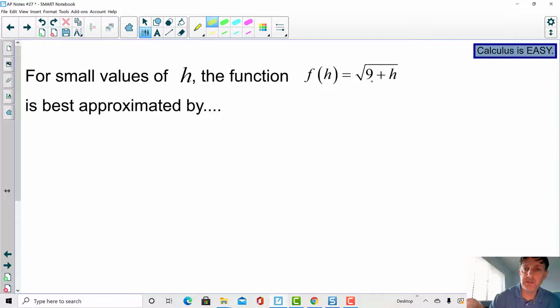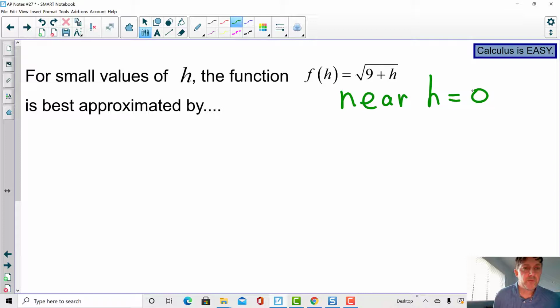Now we're trying to estimate this function for small values of h. Now what would be a small value of h? Well, maybe 0. So we're going to say near 0. What throws off a lot of people on this question is that it doesn't have an x, it has an h. Again, we're going to come up with the equation of our tangent line. We're going to use an h value of 0. It's kind of like your x value.